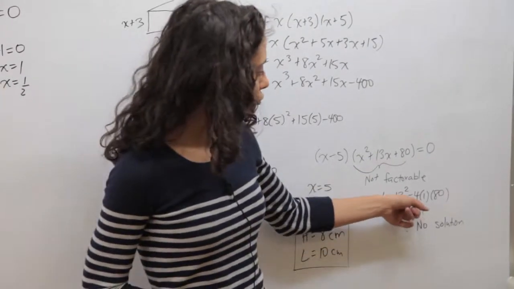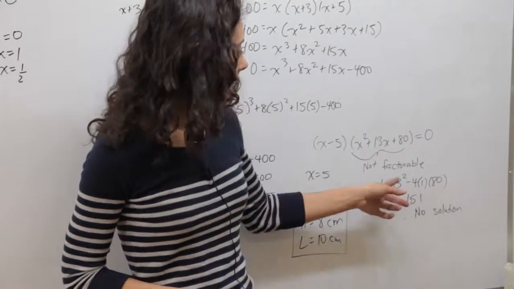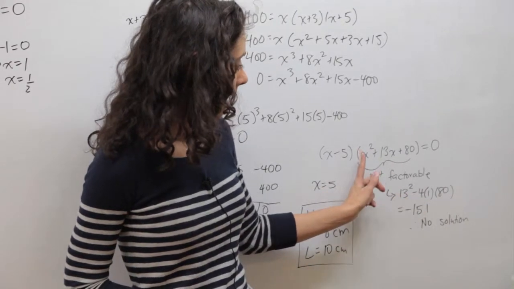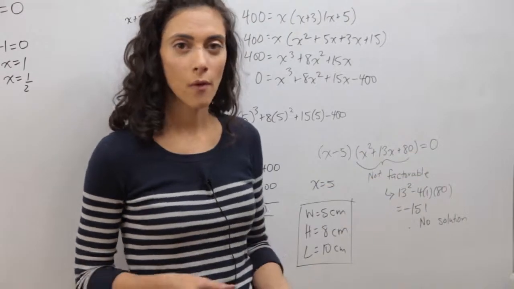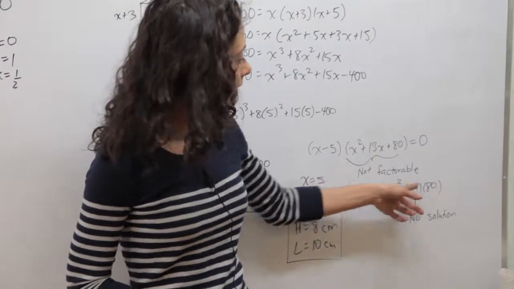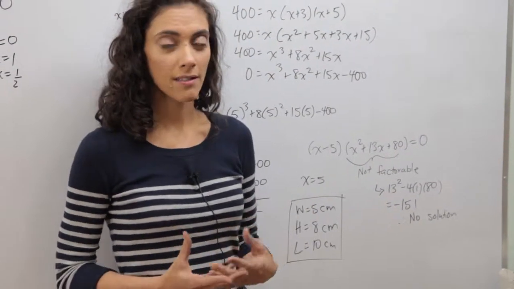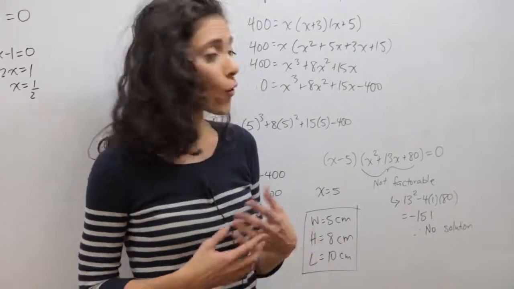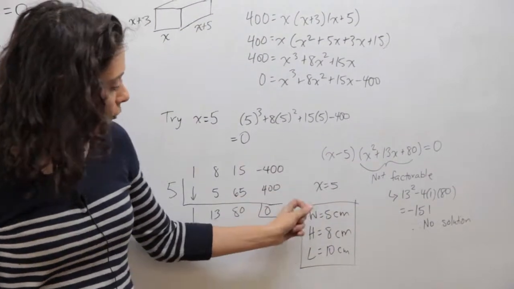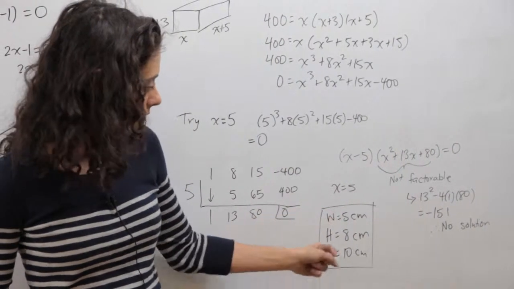But remember this, the discriminant of the quadratic formula tells you whether there are solutions or not. This is b squared minus 4ac. Remember, the coefficients of a quadratic equation will tell you whether there is a solution or not. Plugging that in, I find that it's negative 151. When the discriminant is negative, there is no solution, which means the only answer to this problem is x equals 5. And don't forget to go back and find my width, my height, my length. If width is 5, height is 8, and length is 10.